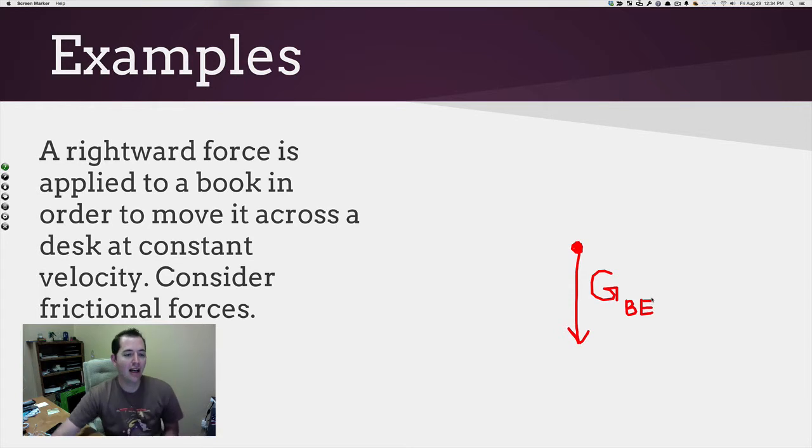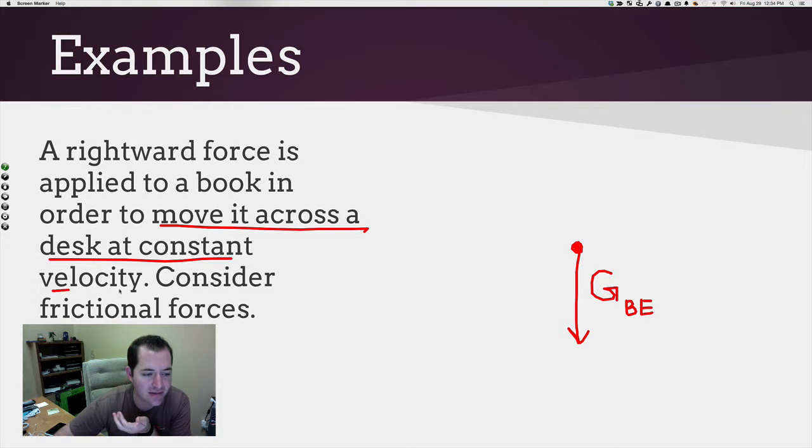Okay, now a few things that are in here. Before we had motionless and we had at rest, and that helped us, but here it's moving across a desk at constant velocity. Now when we talk about Newton's second law, we talked about acceleration, right? And if we have unbalanced forces, we have acceleration. And in acceleration, our velocity is always changing. In this case, our velocity is constant. Okay, so that's our clue here.